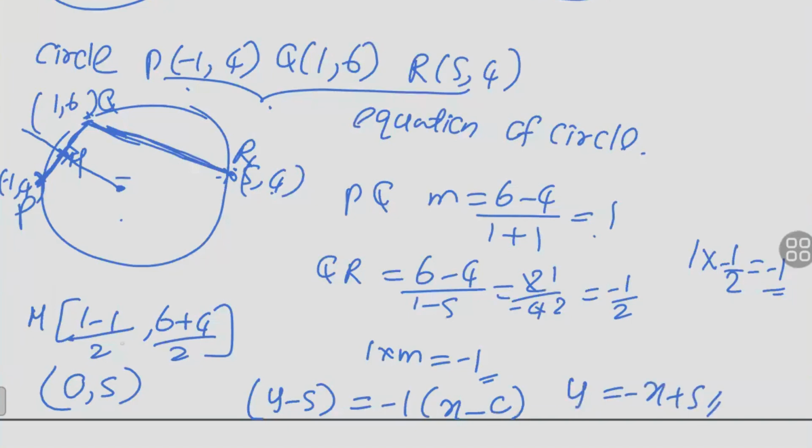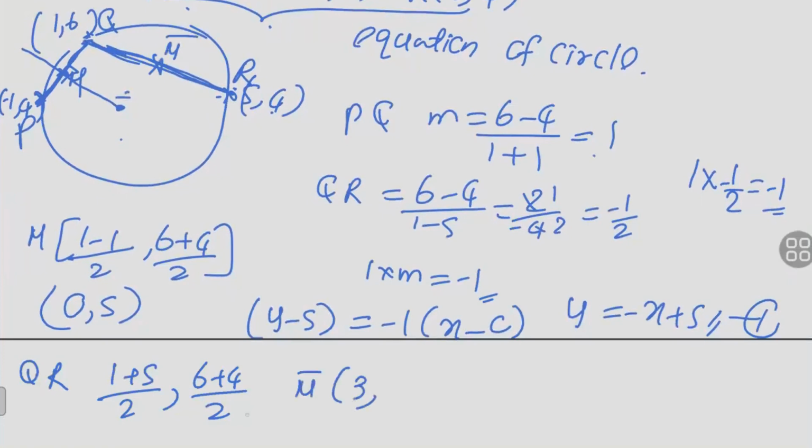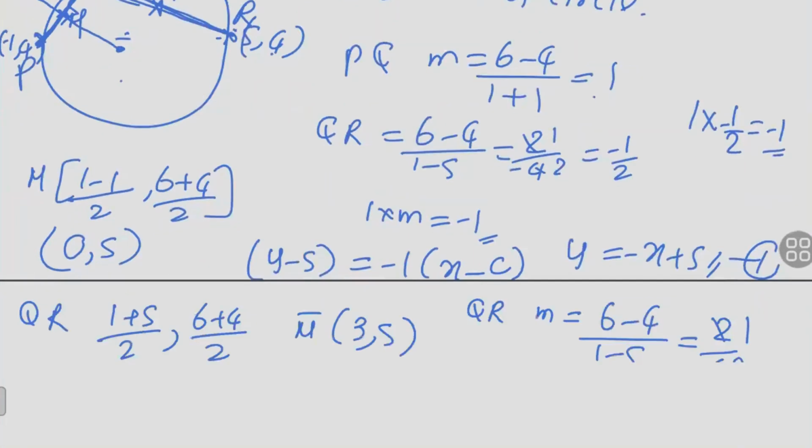Now look at this. This is one equation. We found the perpendicular bisector. The other one, same way, you can find for QR also. The QR midpoint is (1 plus 5) divided by 2, (6 plus 4) divided by 2, so you are getting (3, 5). Now here also find the QR gradient: m equals (6 minus 4) over (1 minus 5), that means 2 over minus 4, which is minus 1 over 2.